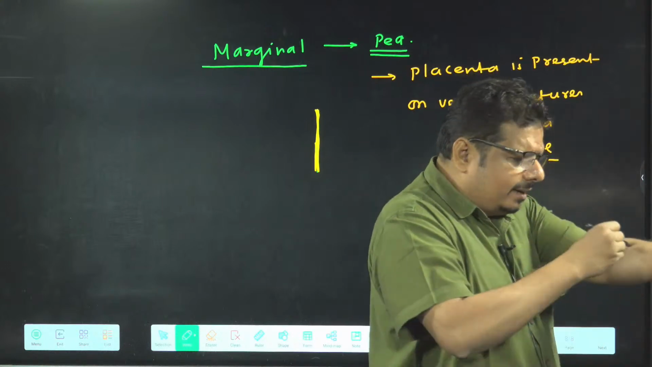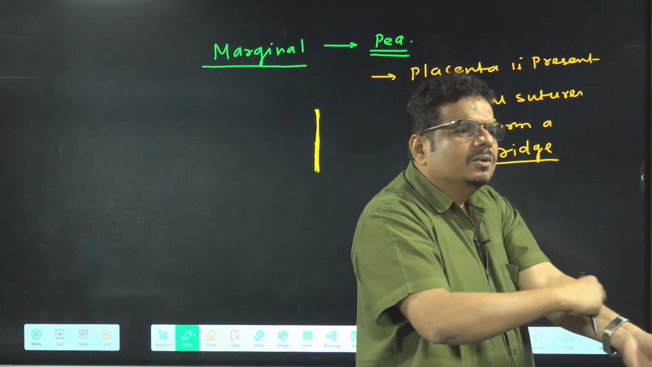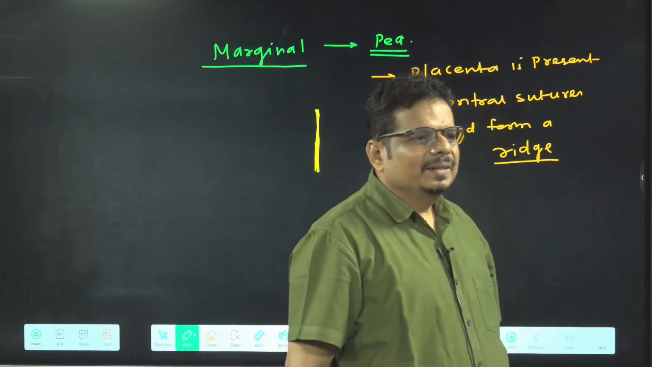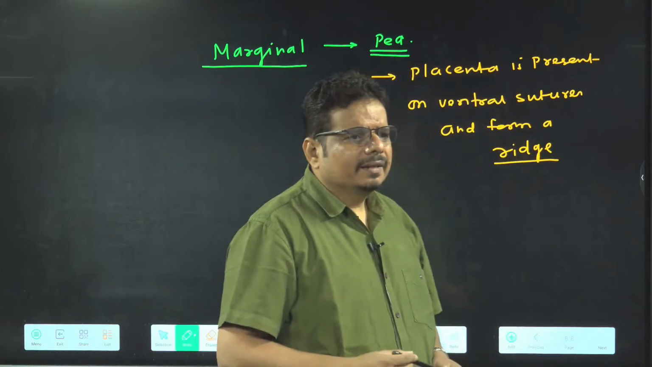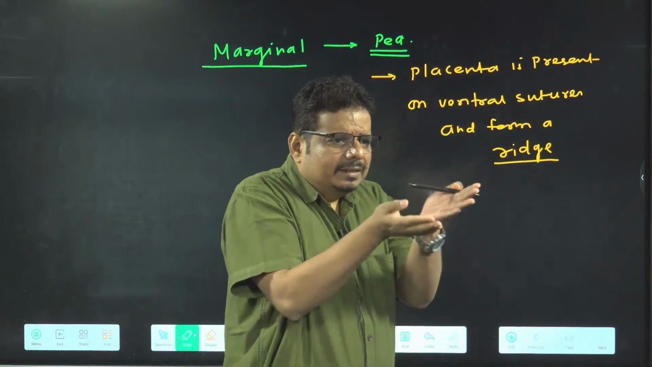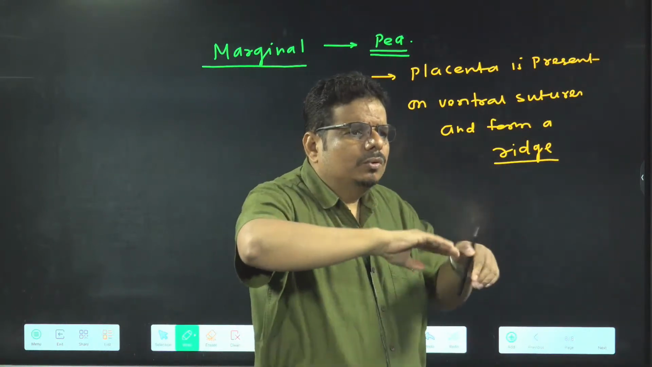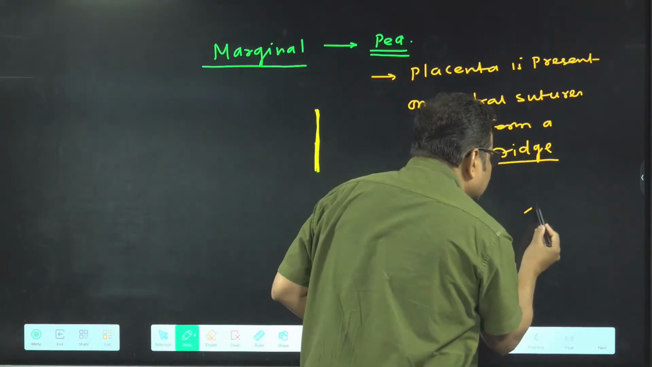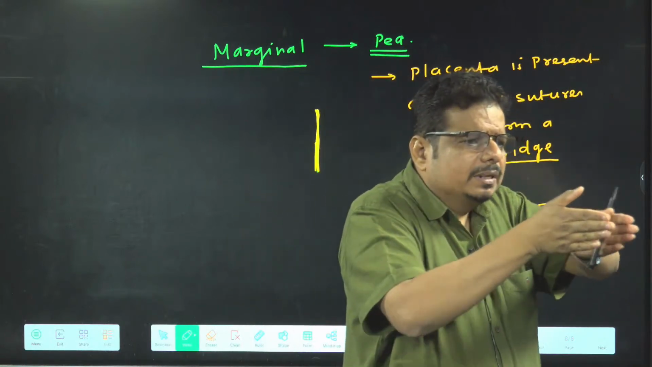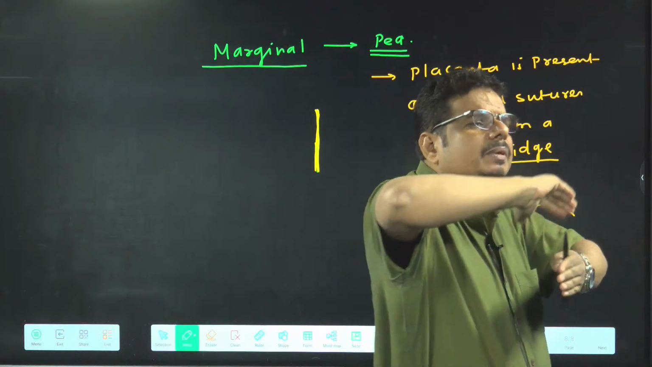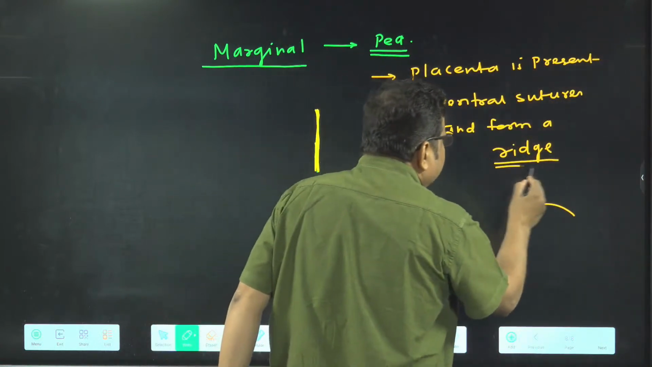Stitches, when a cut occurs, you go for stitches, the doctor gives the stitches. These stitches are called what? Sutures. Getting the things? Ridge, it is a mound. What happened? One area is going to become swollen, another is a cavity. Ridge formation, mound formation, a mountain-like structure formation. So it is forming a ridge.